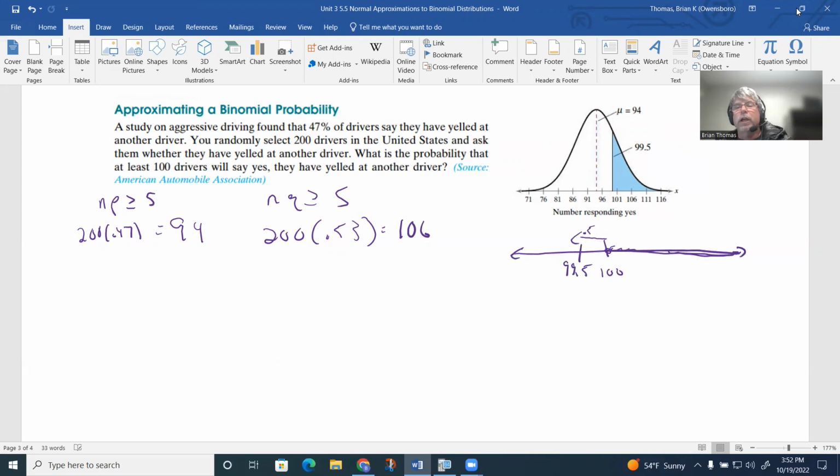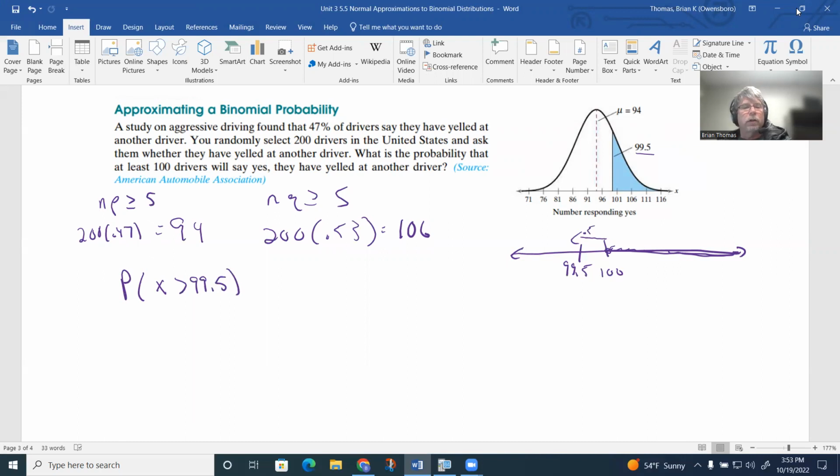So if you look up there, you can't really see that. That's kind of where this mark is. There it is right there, 99.5. So that's our correction. So this is going to be our normal distribution now that we can use. Instead of, like I said, the binomial distribution, which is more of a histogram, this is more of a continuous curve. So basically what we're doing then is the probability that X is greater than 99.5. So that's what we're looking for.